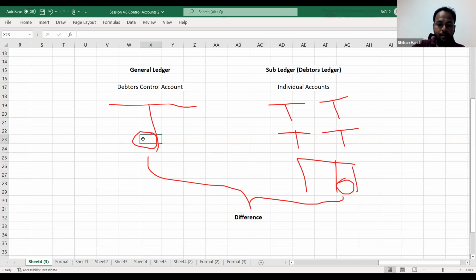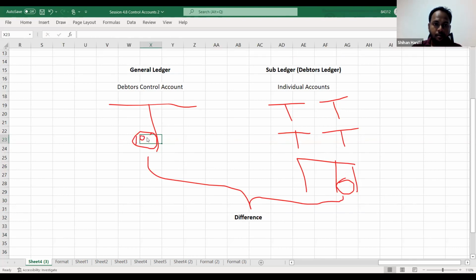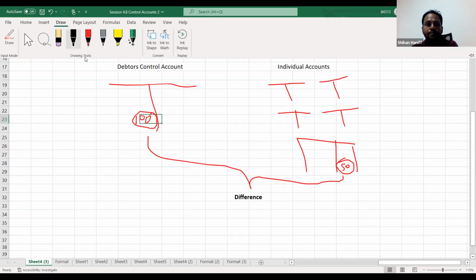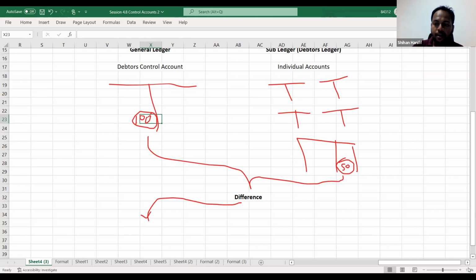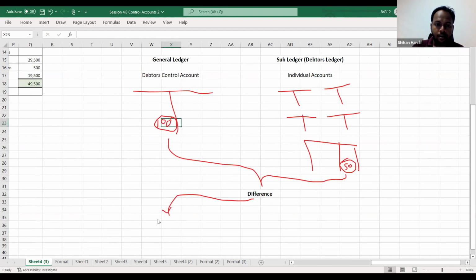Let's say here the balance is 100. Here the balance is 200. And here 50. So there is a difference in these two balances. If the reason is from the control account, then we have to correct it.